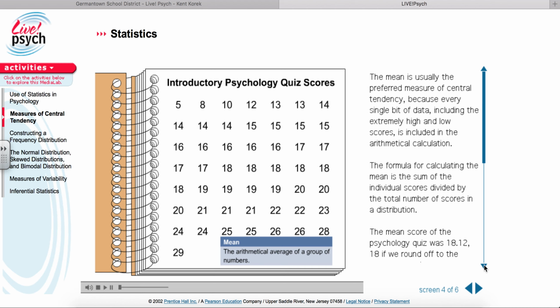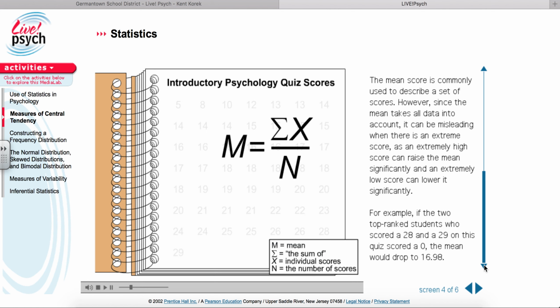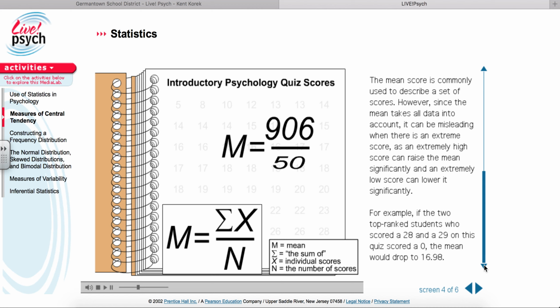The mean is usually the preferred measure of central tendency because every single bit of data, including the extremely high and low scores, is included in the arithmetical calculation. The formula for calculating the mean is the sum of the individual scores divided by the total number of scores in a distribution. The mean score of the psychology quiz was 18.12, 18 if we round off to the nearest actual score. The mean score is commonly used to describe a set of scores.